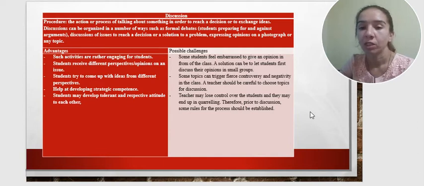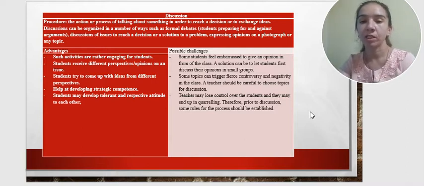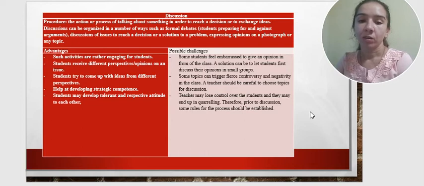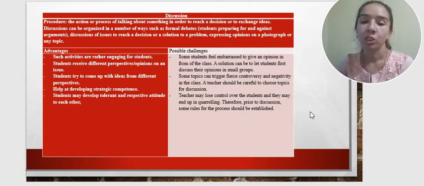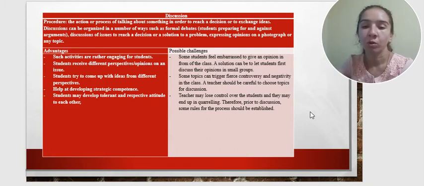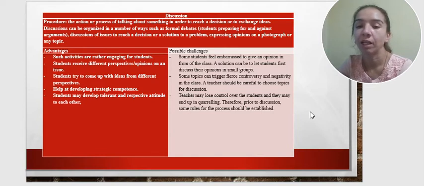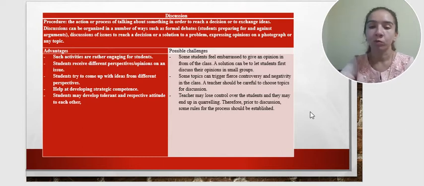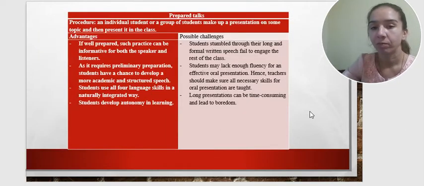When it comes to challenges, some students feel embarrassed to give an opinion in front of the class. A solution can be to let students first discuss their opinions in small groups. Some topics can trigger fierce controversy and negativity in the class, so in this case, a teacher should be careful to choose topics for discussion. The teacher may lose control over the students and they may end up quarreling. Therefore, prior to discussion, some rules for the process should be established.